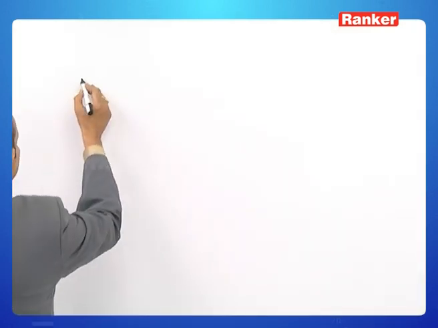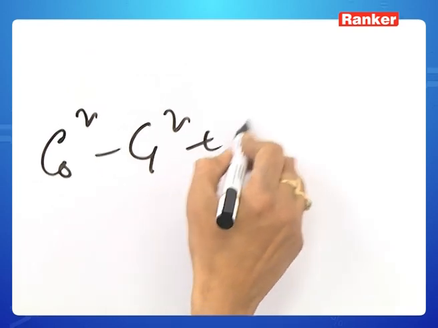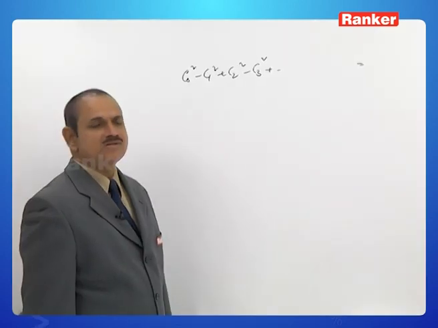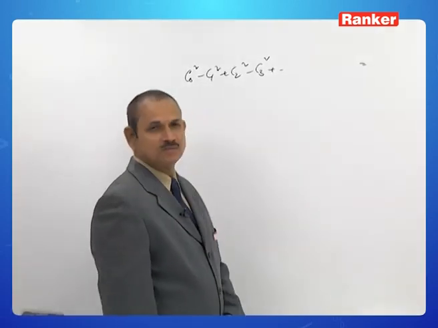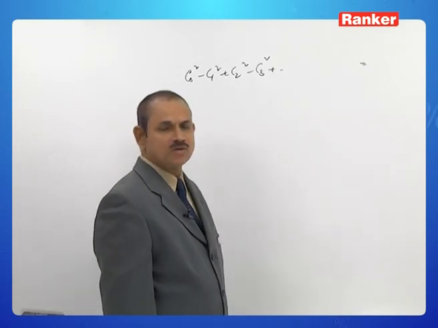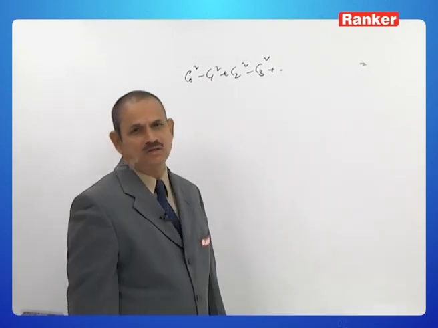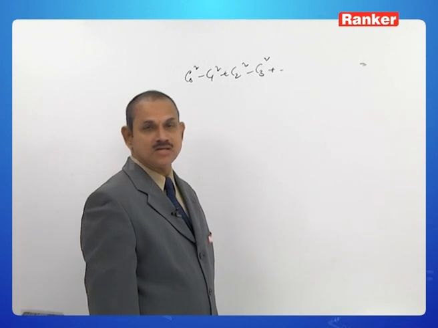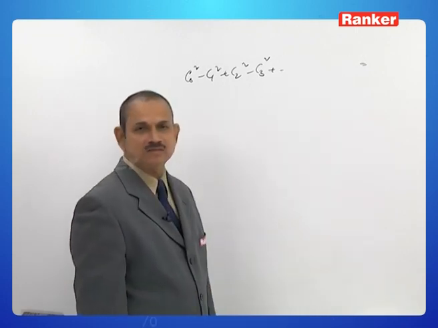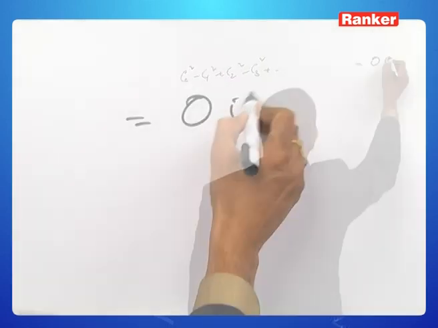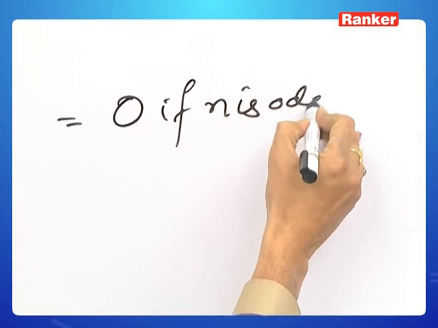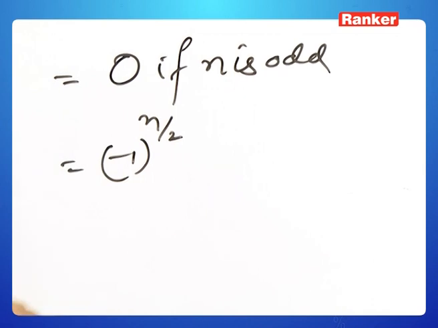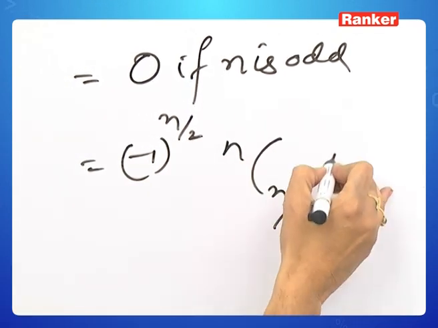One more thing. C0 squared minus C1 squared plus C2 squared minus C3 squared plus C4 squared, etc. Of course, it is our moral responsibility to go through all the binomial coefficients. Not only that, it is our necessity to know all of them. This is C0 squared minus C1 squared plus C2 squared and so on, with alternate plus and minus symbols. This will be 0 if n is odd, and it is minus 1 whole power n by 2 into nC(n by 2) if n is even.